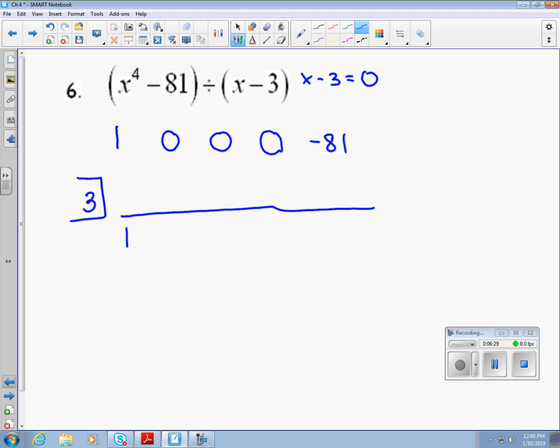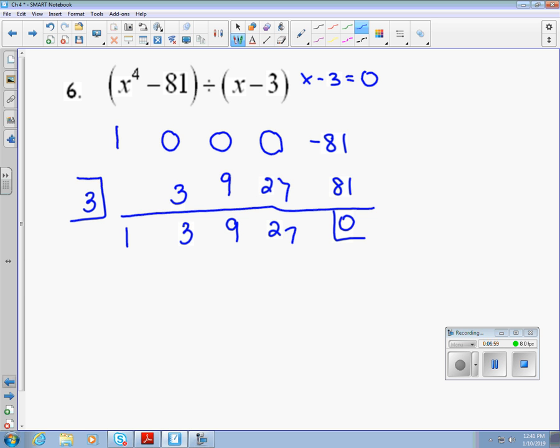Okay, bring down my first number. And again, we're going to do 3 times 1, which is 3. Add down. 3 times 3, which is 9. Add down. 3 times 9, 27. Add down. And 3 times 27, which is 81, which makes 0. So what do you think that means if there's a 0 in the remainder box? Well, hopefully you know that means there's going to be no remainder. So we don't have to worry about it.